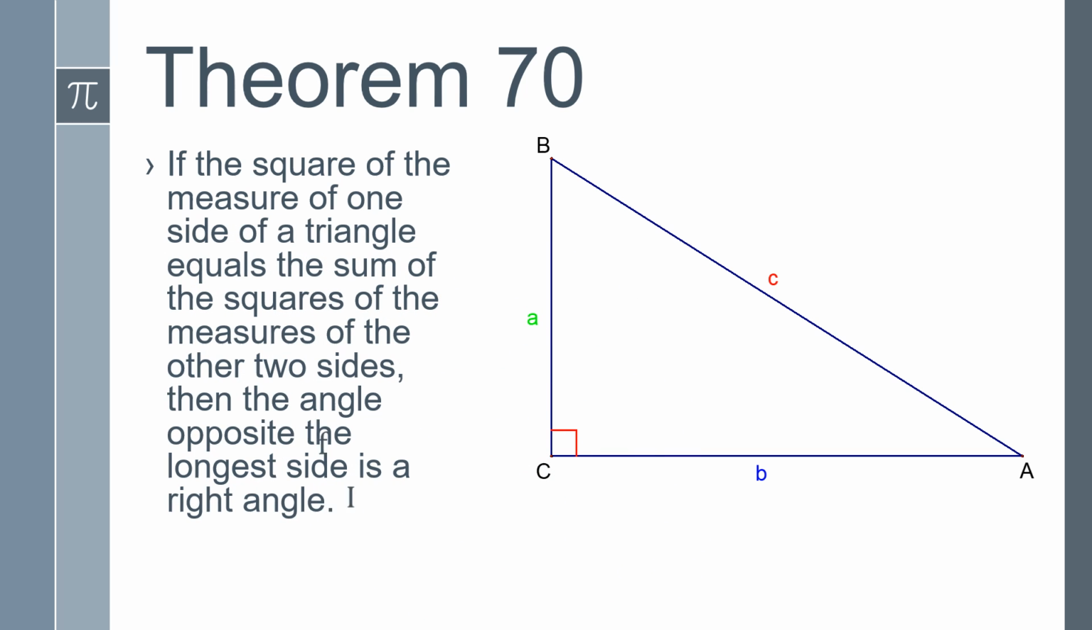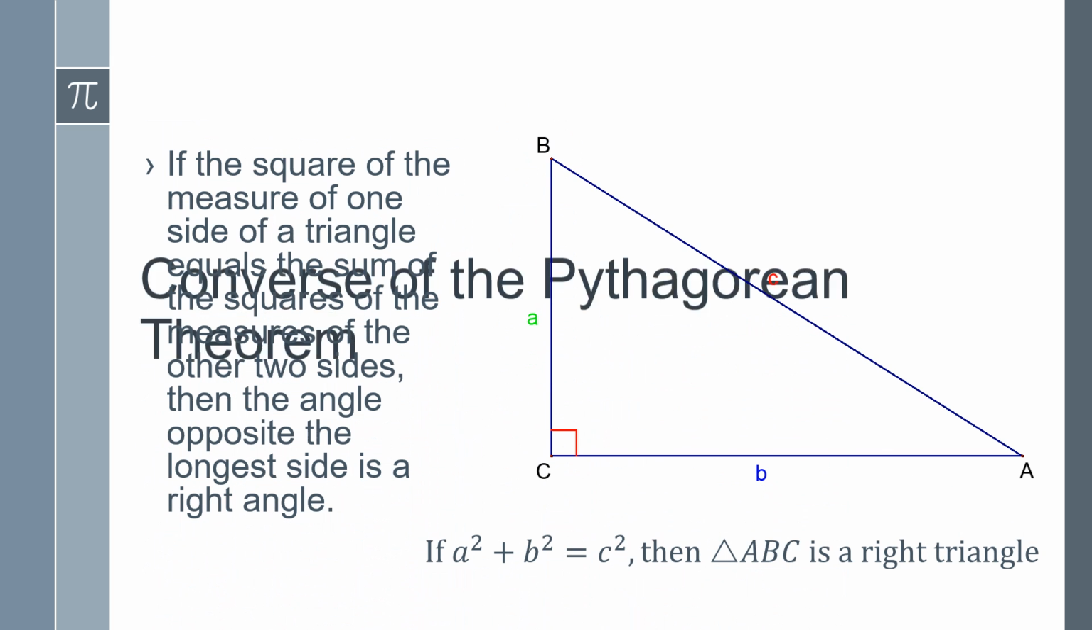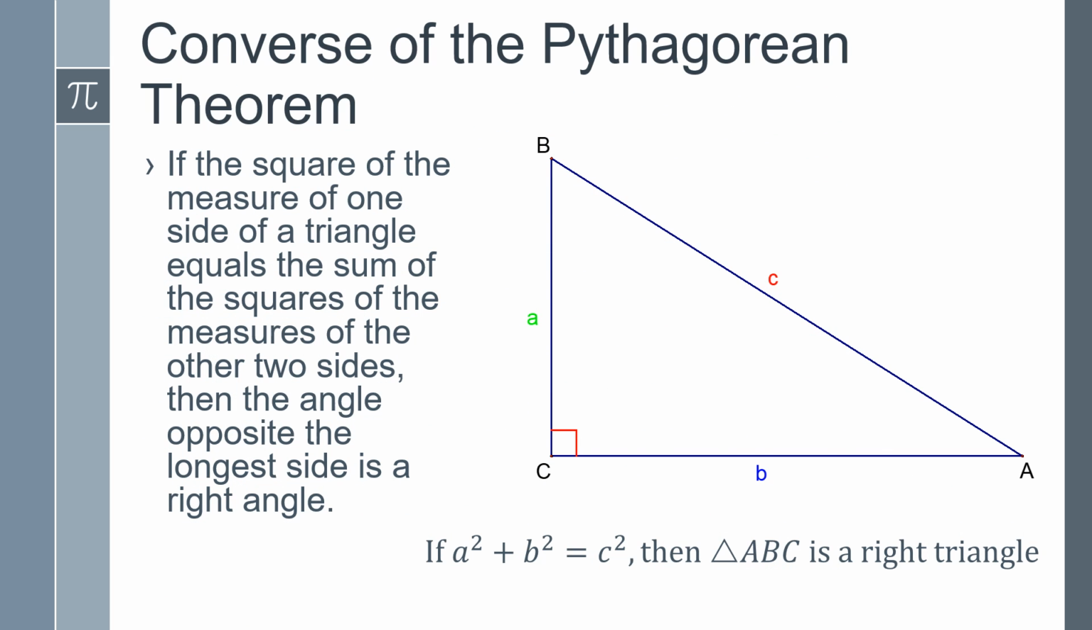So we also have another theorem off that, which is: if the square of the measure of one side of a triangle equals the sum of the squares of the measures of the other two sides, then the angle opposite the longest side is a right angle. And that's the converse of the Pythagorean theorem. In our drawing here, if a squared plus b squared equals c squared, then triangle ABC is a right triangle. So you can prove right triangles using the Pythagorean theorem.